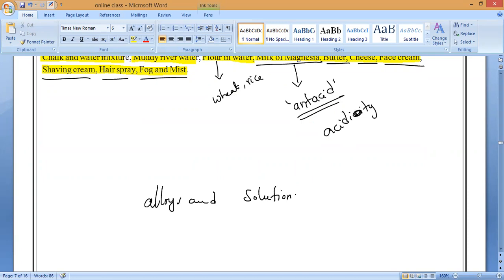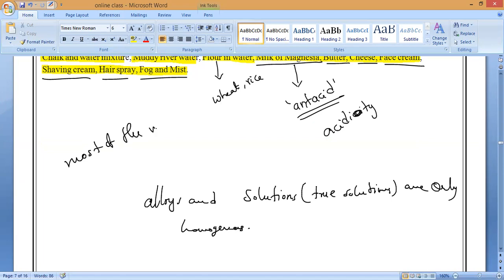Solutions, also we can say true solutions, are the only homogeneous ones. Remaining all are what? Most of the mixtures are what, guys? Heterogeneous. Most of the mixtures are heterogeneous. Only two are homogeneous. That is what? Alloys and true solutions. That's all. Are you clear? Yes, sir. Please write it.